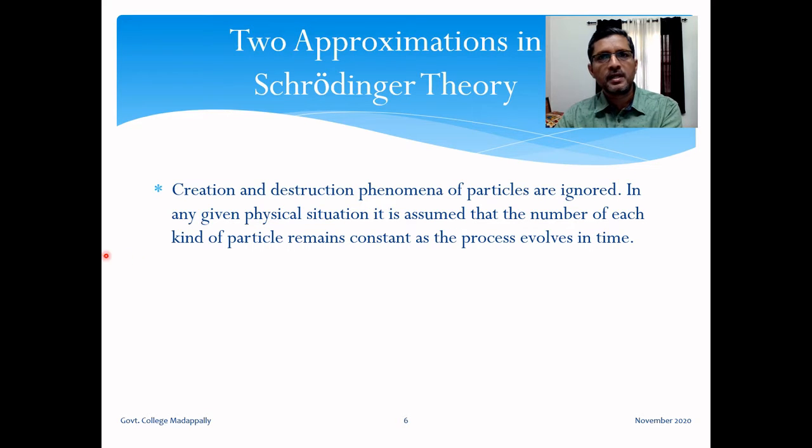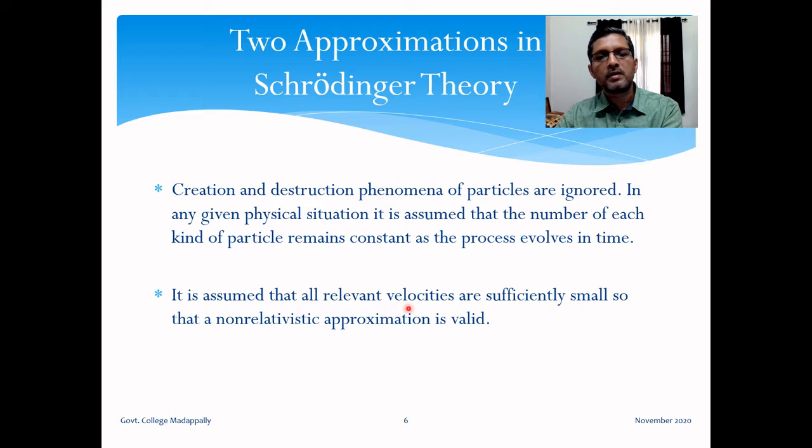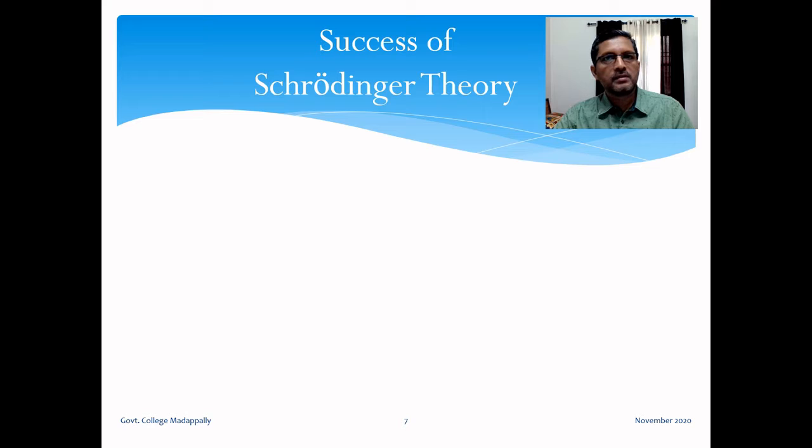That is one approximation. Now the second is, it is assumed that all relevant velocities are sufficiently small so that a non-relativistic approximation is valid. So Schrodinger's theory is a non-relativistic theory. These are the two approximations that we use in Schrodinger's theory. Creation and destruction of particles are not considered, and we assume that the velocities are sufficiently small, so we use non-relativistic calculations.